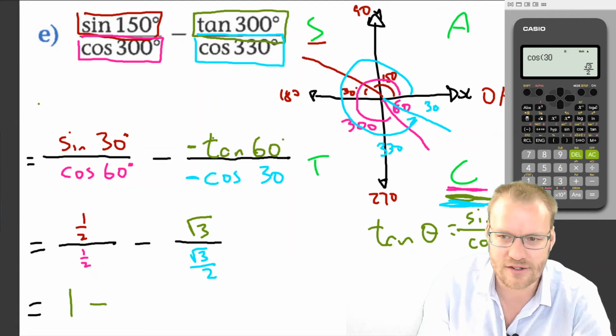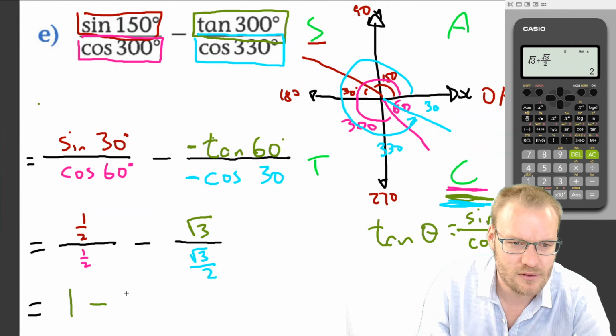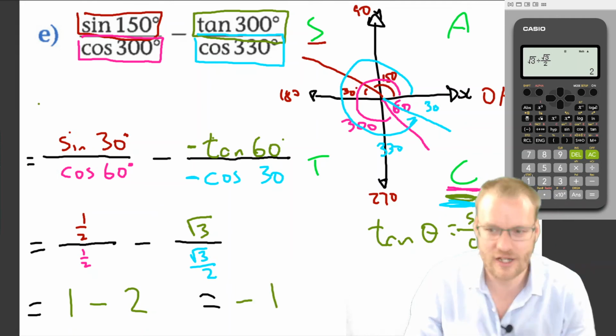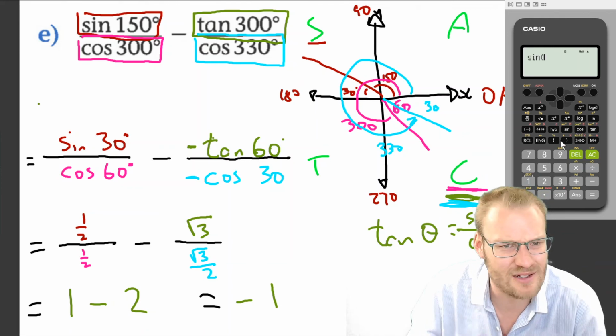Okay, let's show this one more step to say, well, a half divided by a half is a 1, minus, let's work out what root 3 divided by root 3 over 2 is. So that's 2, so 1 minus 2 gives us our final answer, minus 1, which of course we can check by putting this whole bit of fun into our calculator. Let's finish it off and do it.